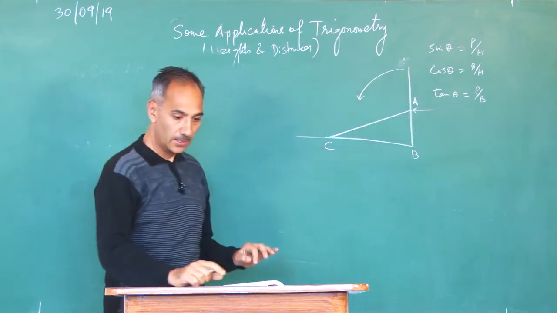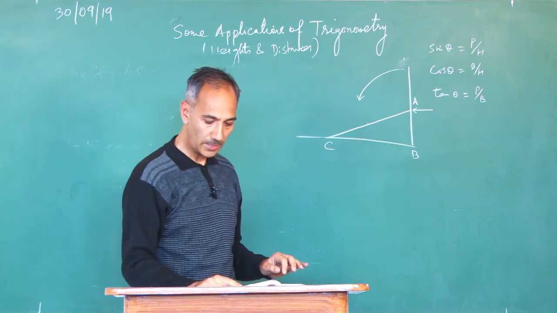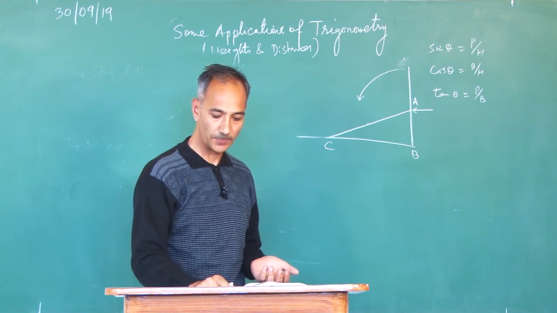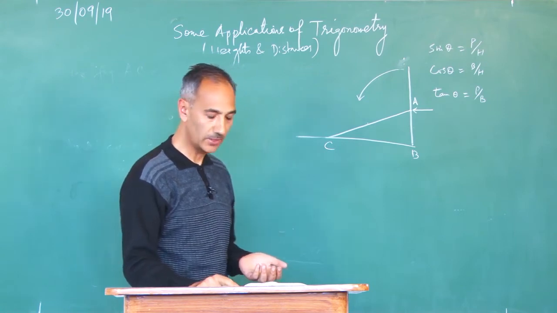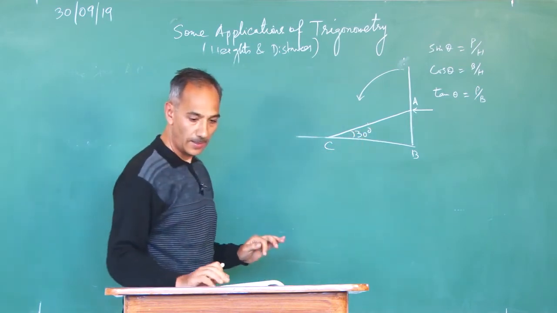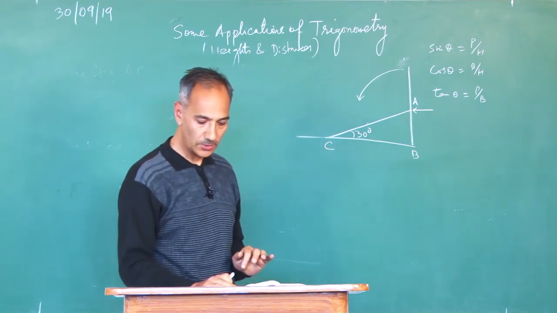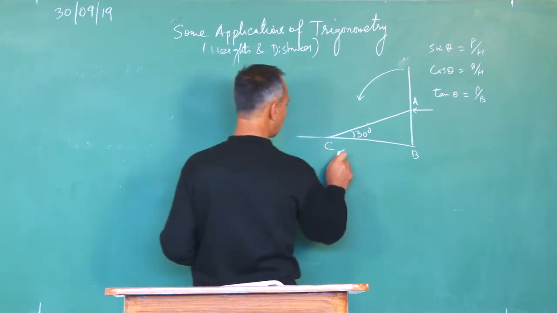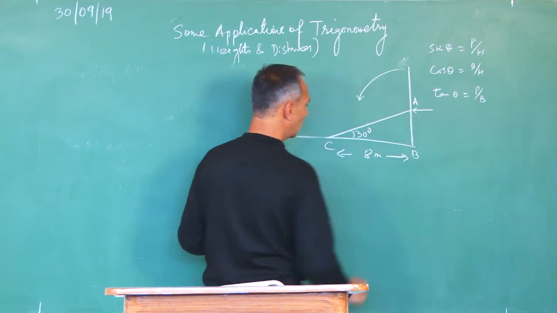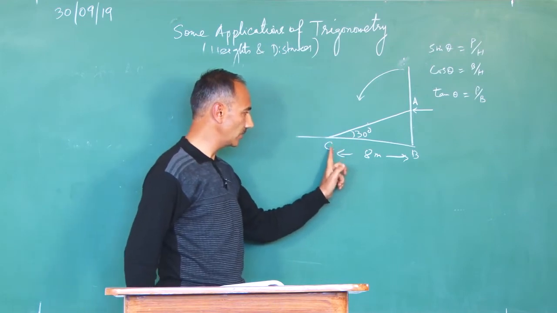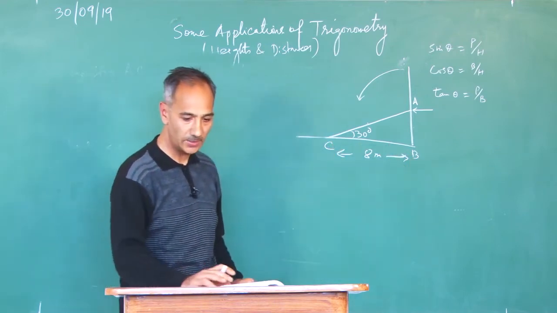A tree breaks due to storm, and the broken part bends so that the top of the tree touches the ground, making an angle of 30 degrees with it. So this angle is given to be 30 degrees. The distance between the foot of the tree to the point where the top of the tree touches is 8 meters. Now this is the point where the top of the tree touches, and the distance between this point and this point is given to be 8 meters. Now you are asked to find the height of the tree.